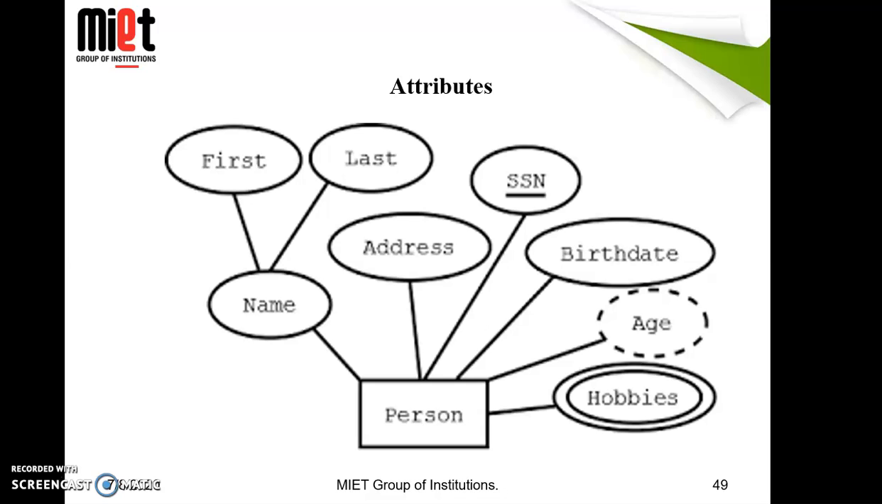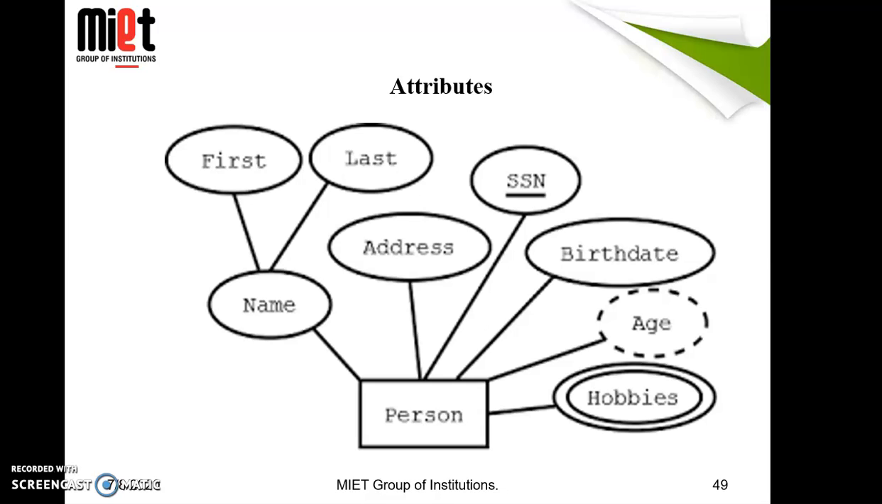Next is hobbies. Hobbies is represented by a double ellipse, and it is called a multi-valued attribute because one person can have more than one hobby, so it holds more than one value. Next is age. Age is a derived attribute and it is derived from the birth date. A derived attribute is denoted by a dotted ellipse.